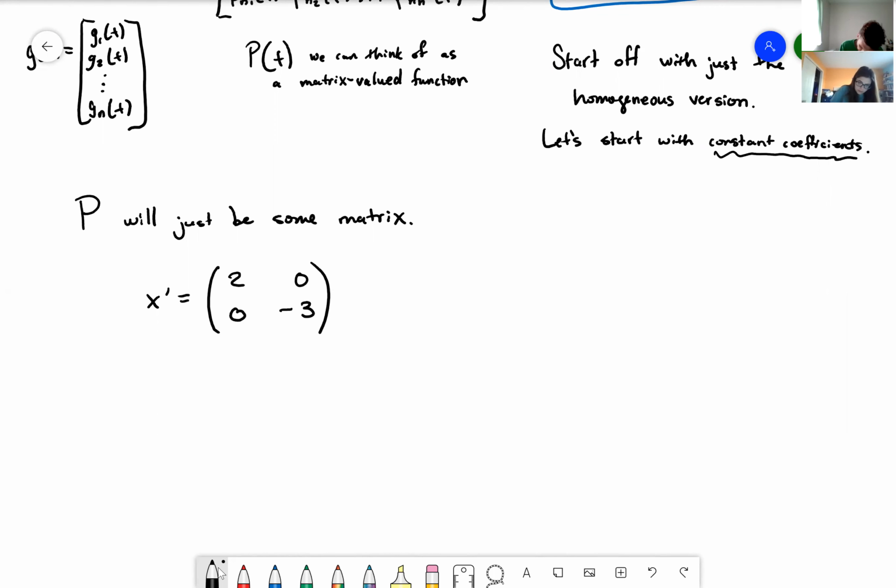So here's our matrix. We have X prime is equal to that matrix times X.